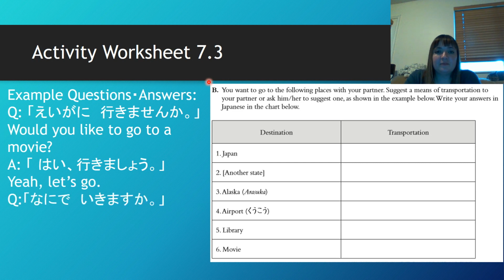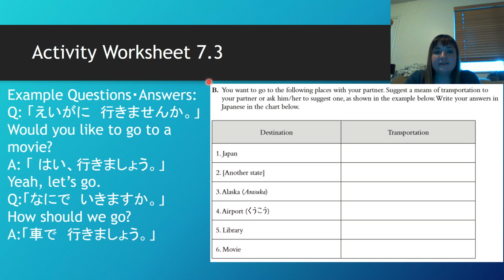Then you're going to go ahead and ask them, okay, well, how should we go? Right? So, nani de ikimasu ka? Nani de ikimasu ka? And that will mean, how should we go? And then your partner can go ahead and respond with an option. So movies probably likely here in Utah, of course. It'd be easiest to probably go by car. So kuruma de ikimashou. Let's go by car.